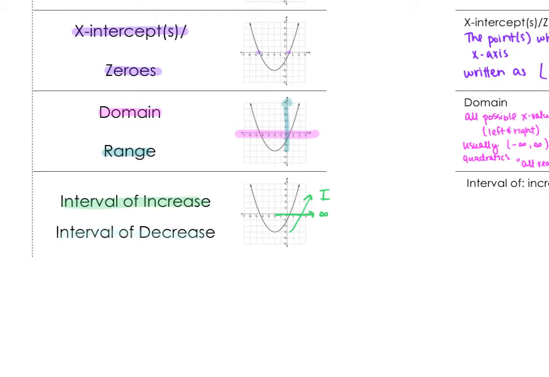The interval of decrease is the part of the parabola where it's decreasing. If we're thinking of riding a roller coaster, this is the decreasing side because we're going down, down, down. So the interval of decrease would go from negative infinity to -2.